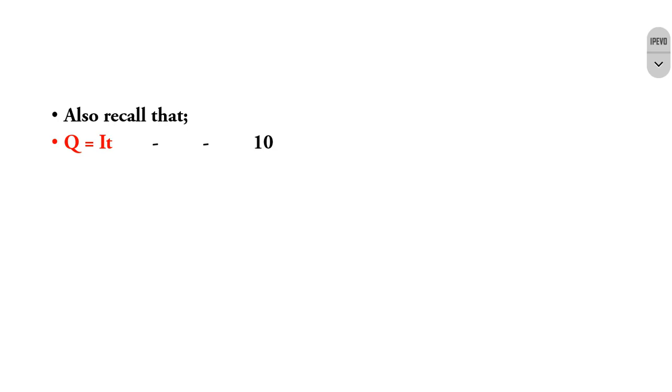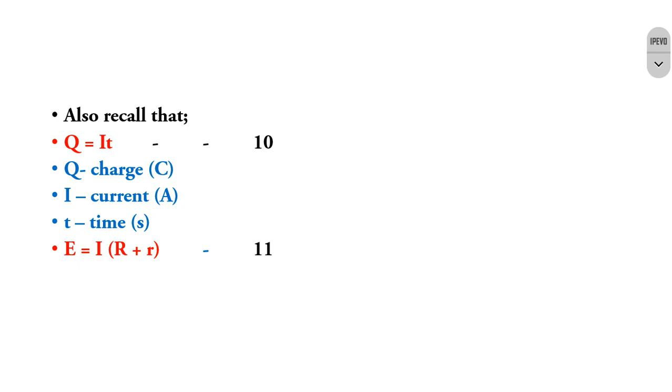Also recall that Q equals IT, where Q is the charge, I is the current in amperes, and T is the time in seconds. So if the time is given to you in minutes, you should be able to convert it to seconds. If the time is given in minutes or hours, it should be converted to seconds as well.